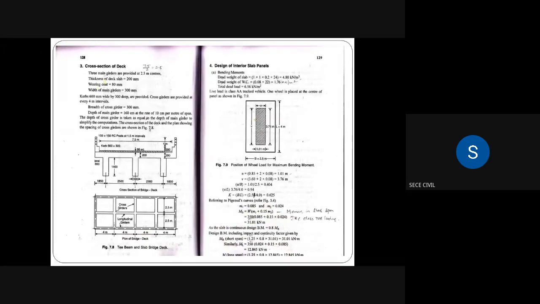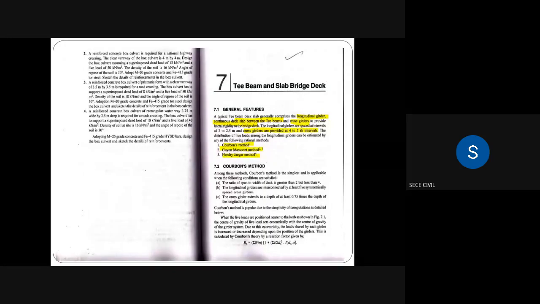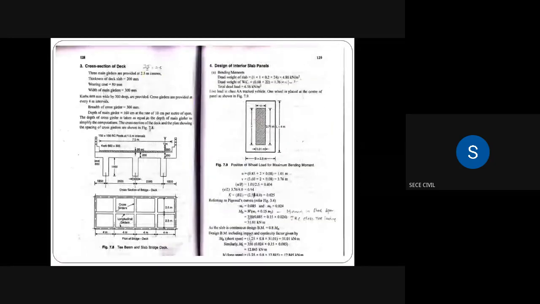The next step is the cross section of the deck. First we are calculating the spacing of longitudinal girders. We know that longitudinal girders are spaced at intervals of 2 to 2.5 meters. Here we are considering 2.5 meters. The width of carriageway is 7.5, so 7.5 divided by 2.5 is equal to 3. That means we are providing 3 longitudinal girders.